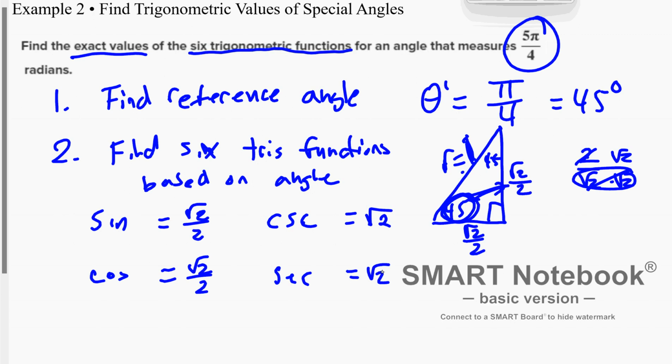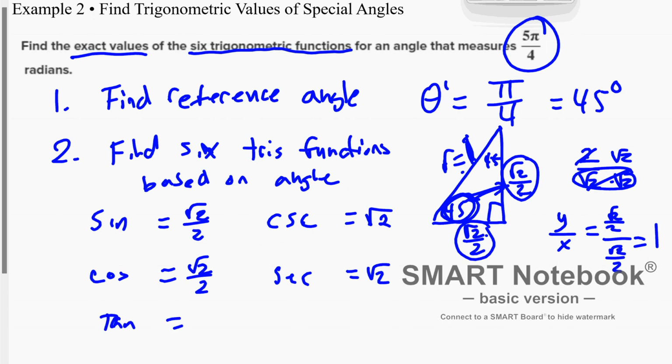Now tangent might look a little difficult, but tangent is y over x. So what's the same thing divided by the same thing? Root 2 over 2 divided by root 2 over 2. It looks complicated, but it's the same thing on top and the same thing on bottom, so the answer is 1. Tangent of our angle is equal to 1. And flip that, cotangent of our angle is still 1. So there's all 6, based on a 45, our reference angle. Those are all the answers for sine of 45, cosine of 45, tangent of 45.